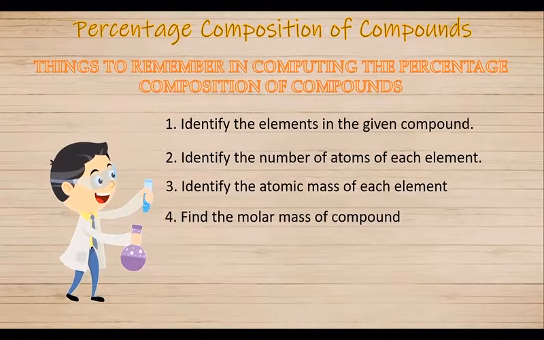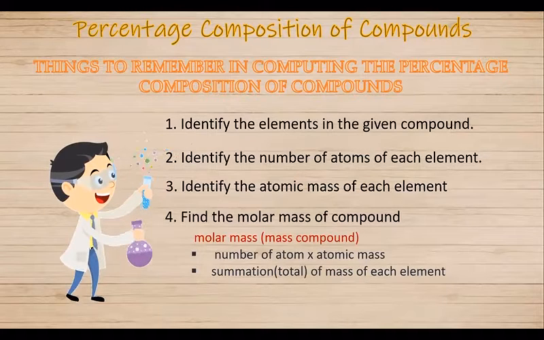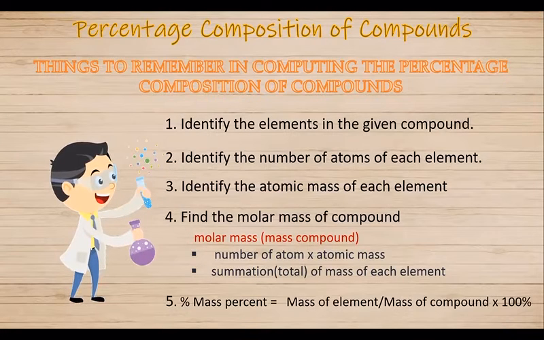Fourth, find the molar mass of compound. Remember that the molar mass is also the same thing as the mass of compound. To find it, just simply multiply the number of atoms of each given element and its atomic mass. Then, get the total of masses of the elements in the compound. And lastly, use the formula mass percent equals to mass of element divided by mass of compound times 100%.